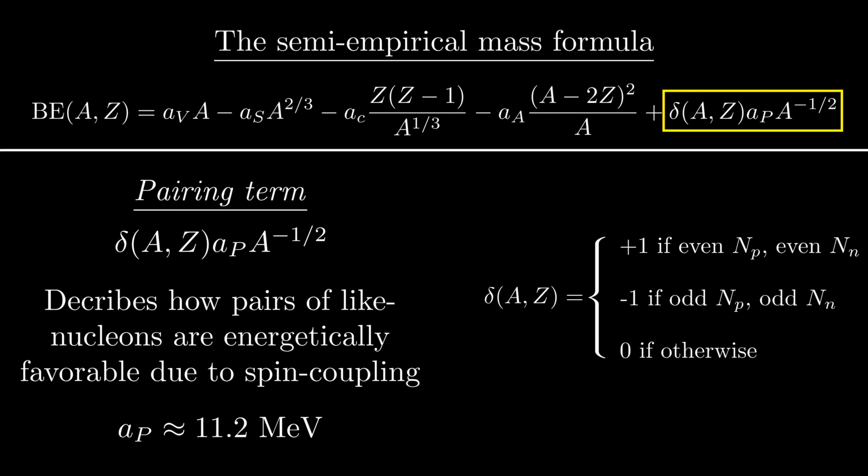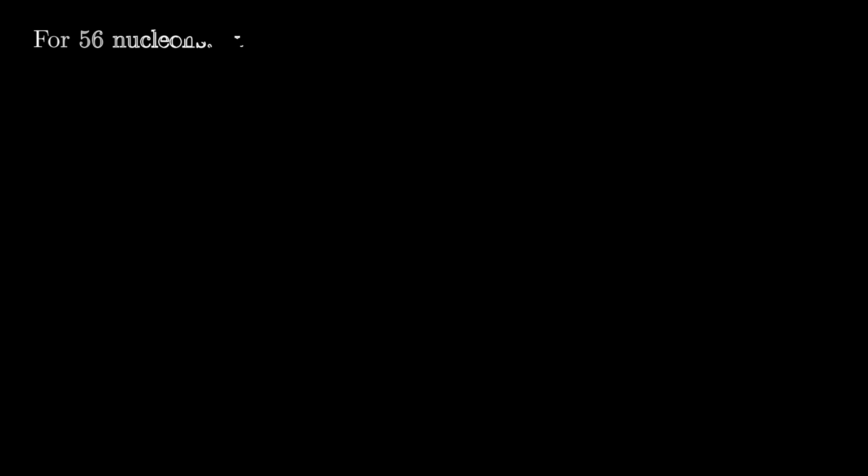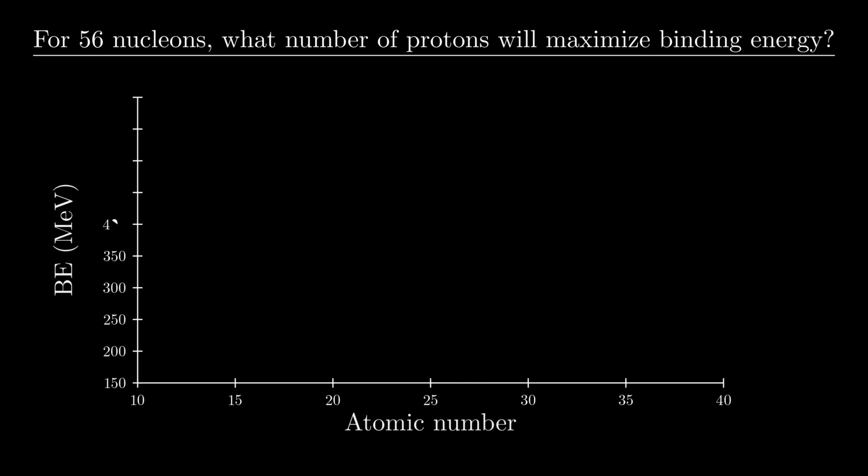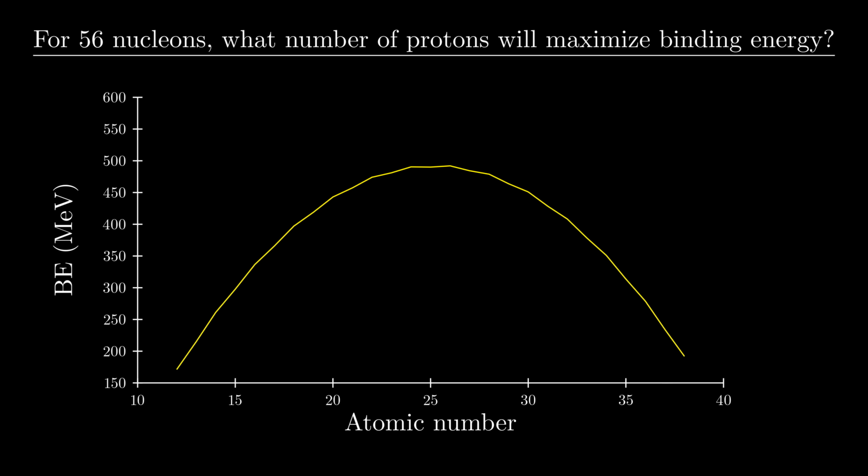Now that we have an understanding of the phenomena behind binding energy, I want to do a couple calculations to show this formula's real-world applicability. Let's use the binding energy formula to answer the following question. For a collection of 56 nucleons, what number of protons will maximize the binding energy? Let's plot the atomic number on the x-axis and the overall binding energy of the nucleus on the y-axis. We see that the binding energy takes on a sort of parabola shape as a function of the atomic number. There's a specific combination of protons and neutrons that gives us the maximum possible binding energy.